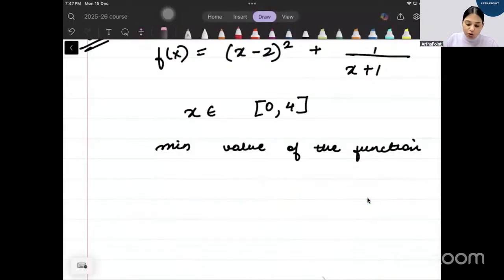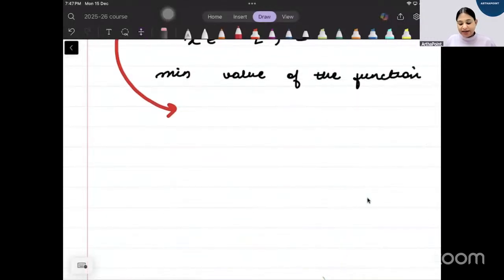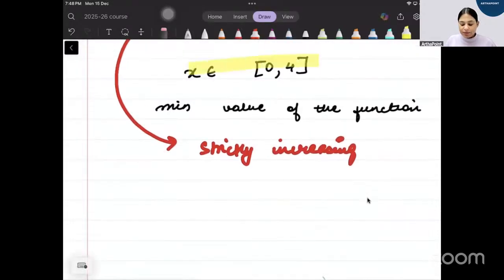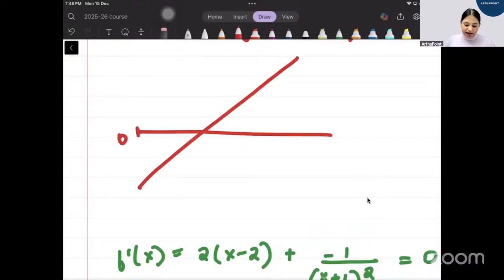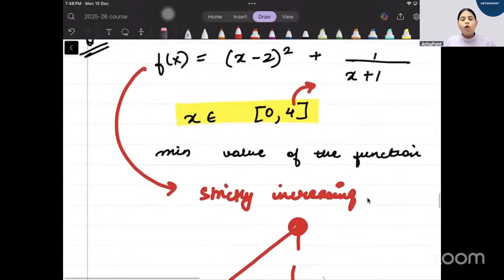Now, suppose I am looking at a function, and I identify that the function is a strictly increasing function. If I can find out that this function is strictly increasing in whatever interval is given to me, suppose the function looks something like this, it's an increasing function. Then it means that at the lowest x it will have the least value, and at the highest x it will have the highest value. Then I am sure that at x equal to 4, this function will have the highest value.